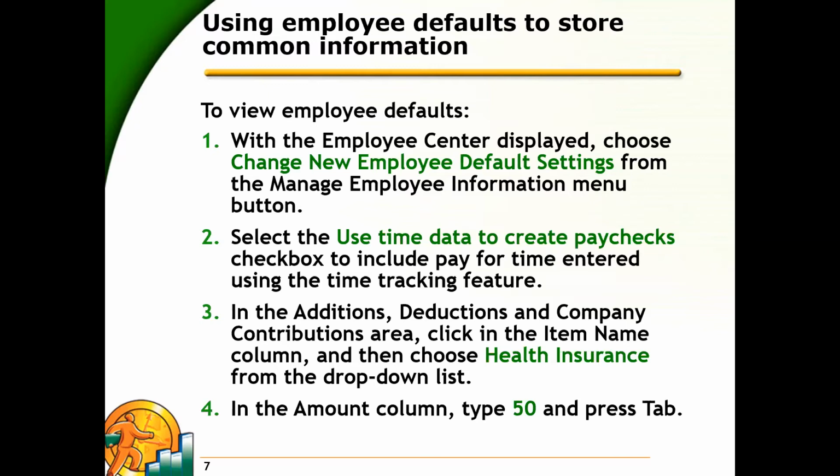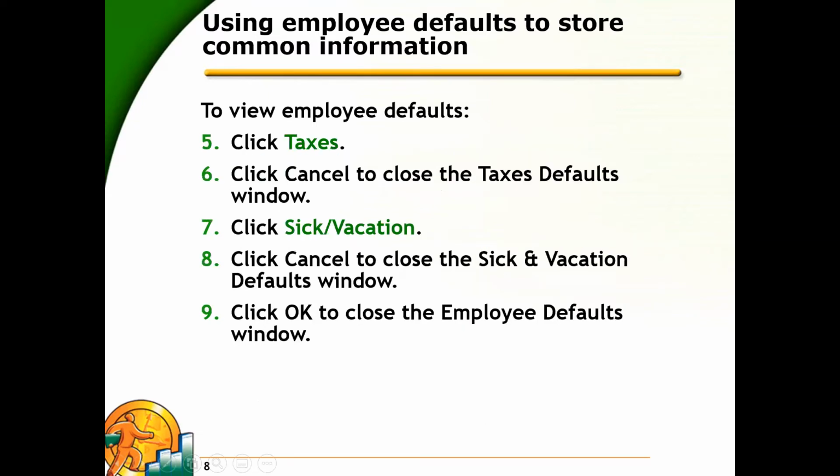In the amount column, type 50 and press tab. 50 being the default code, excuse me. To view the employee's default, click on taxes, which is the icon that we clicked on earlier to look at for our specific employee when we were reviewing their payroll items. Click on cancel to close out the tax default window. Then click on sick vacation. Once these are set up, go ahead and click on cancel to close out the sick vacation default window.